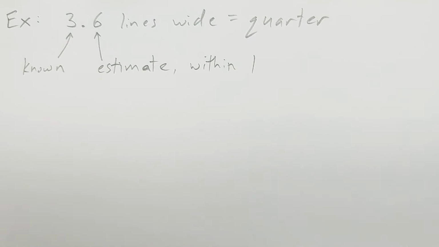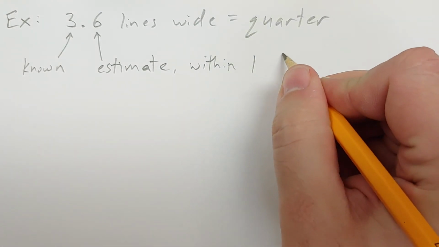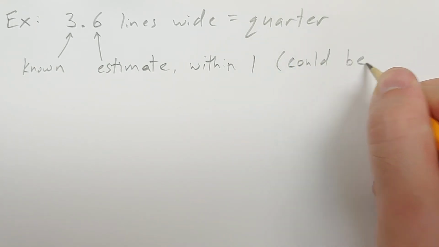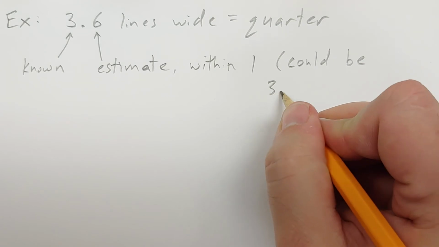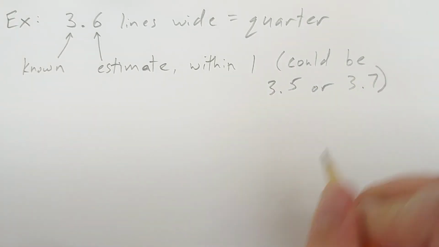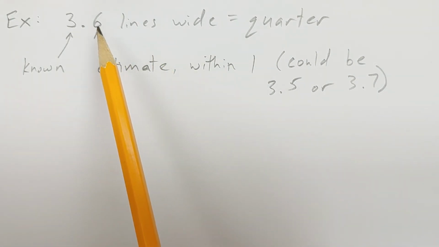So when we say it's an estimate, it should be within one of the right answer. It could be 3.5 or 3.7. But by saying 3.6, what we are communicating as scientists is that, to the best of my knowledge, I think it's 3.6.